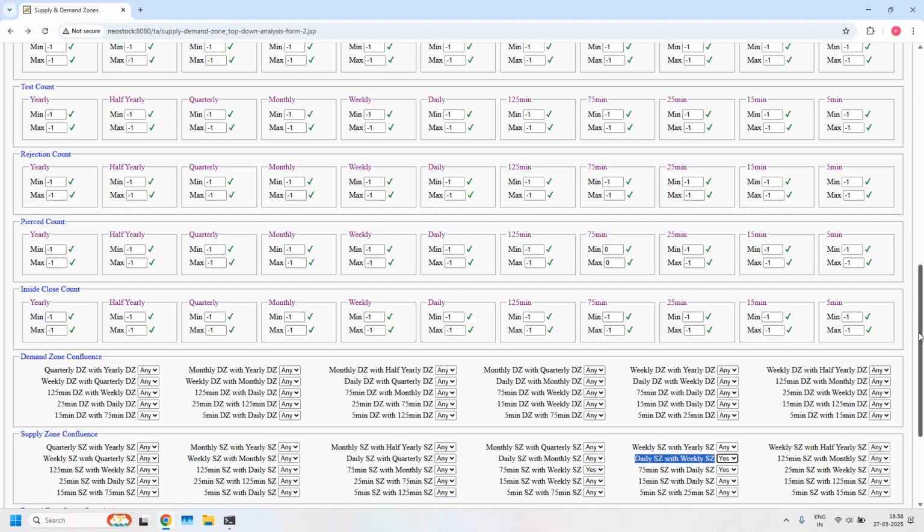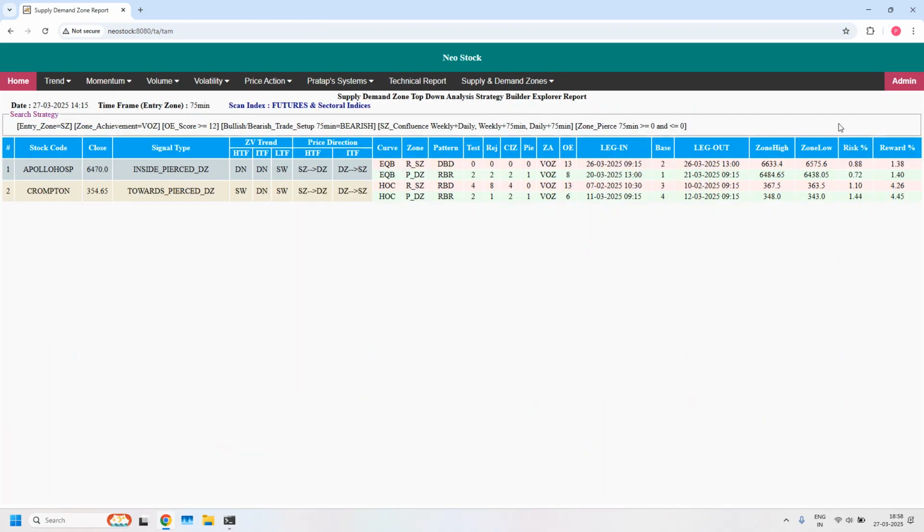With all the 3 filters, LTF, ITF, HTF supply zone confluence, we got 2 stocks. In these 2 stocks, these 75-minute supply zones overlapped with daily supply zone. Both together again overlapped with weekly supply zone. And weekly trend is down in only 1 stock. Suppose if this stock is having weekly supply zone with weekly EMA confluence, then this zone might be having even more high probability to get success. Let's filter.